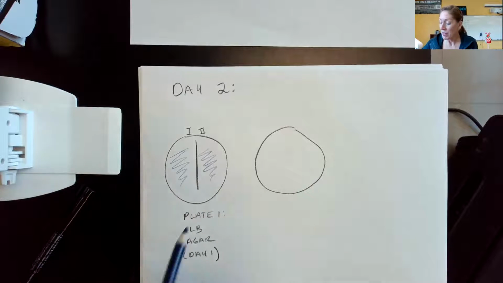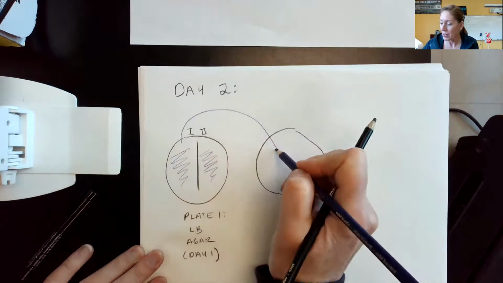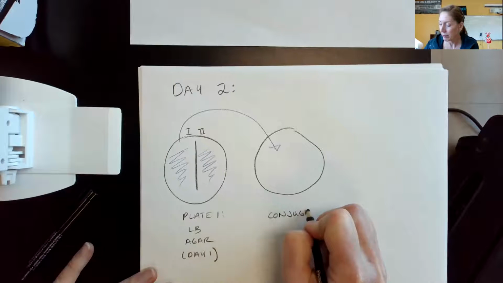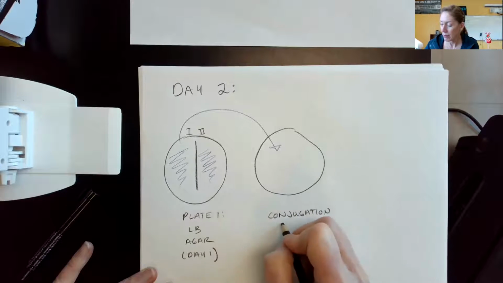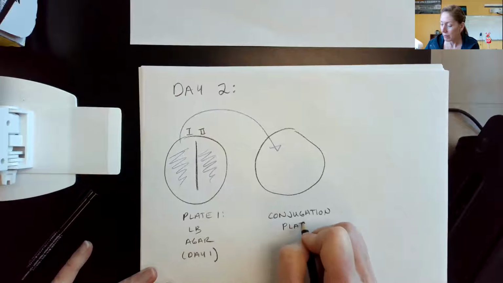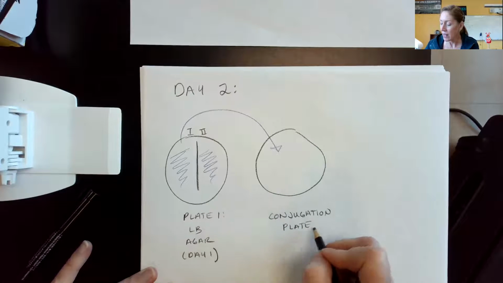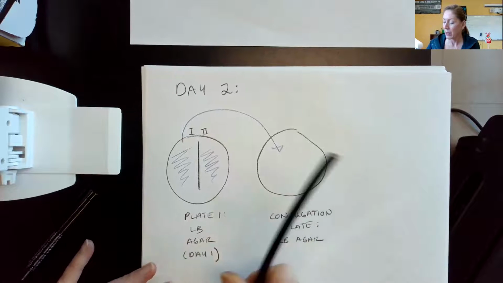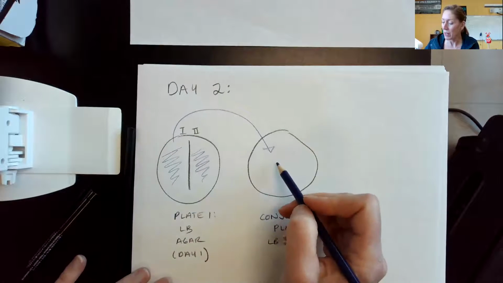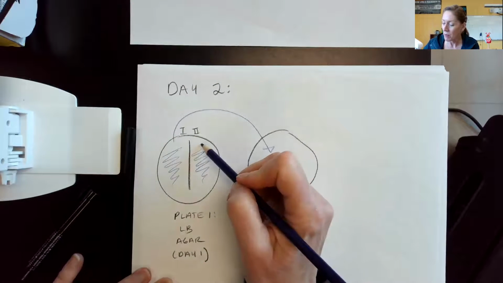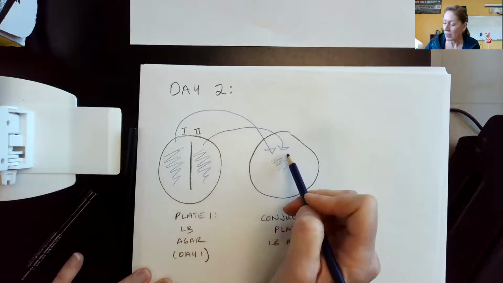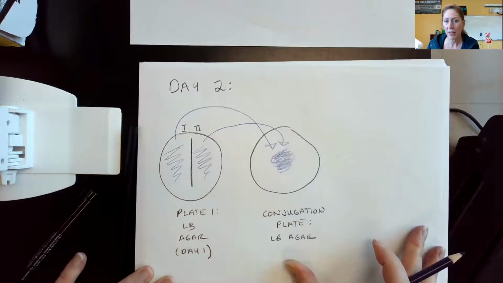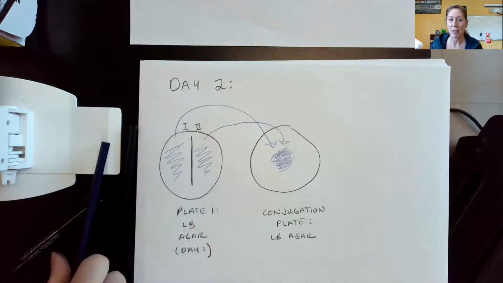We're going to take some of E. coli 1 and put it on this new plate. And this is our conjugation plate. And all it contains is LB agar. There's no antibiotic in this one. Okay, so we've taken some of our E. coli 1 and put it on here. And now we're going to take some of our E. coli 2 and put it on there and mix them all together. Okay, and then we're going to let them incubate overnight.